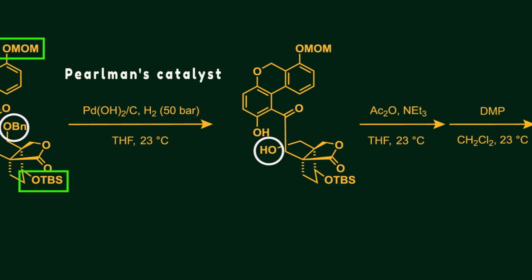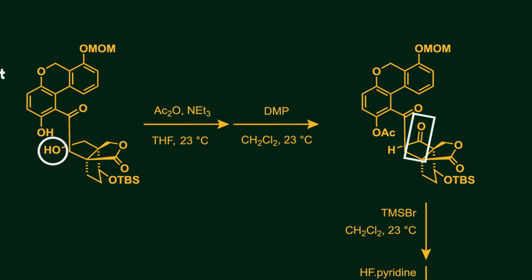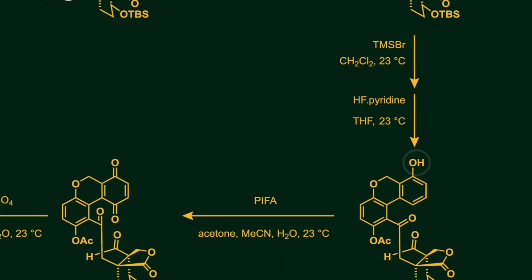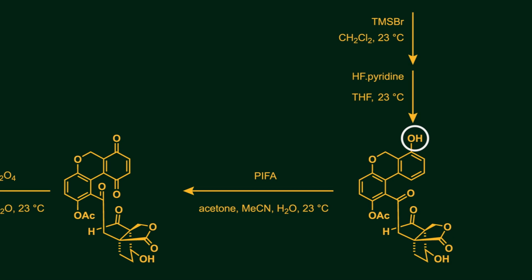The next step is converting this alcohol to the corresponding aldehyde. The authors pointed out that protecting the phenol is required to prevent decomposition. So treatment with acetic anhydride and triethylamine led to the chemoselective protection of phenol. Then exposure to DMP yielded the aldehyde, which was converted to phenol through sequential deprotection with bromotrimethylsilane and hydrogen fluoride pyridine. In the next challenging step, the carbonyl group should be selectively installed on this carbon atom.